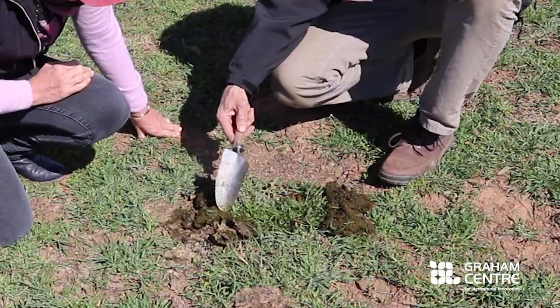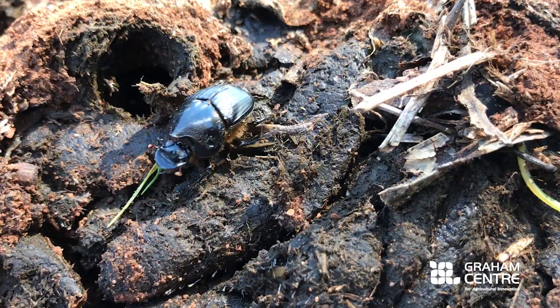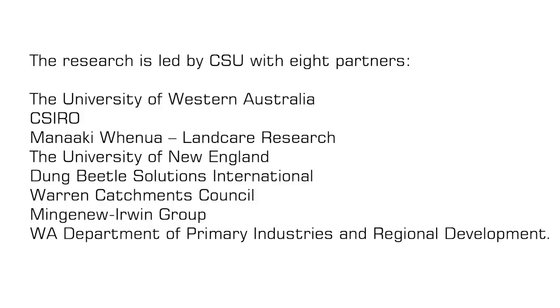In particular, the project also seeks to collaborate with farming systems groups, land care groups, and a variety of citizen science personnel. The project will also deliver a national website for instruction and surveillance of dung beetles. And in particular, the stakeholders will be involved in helping us to survey and monitor beetle populations across Australia.